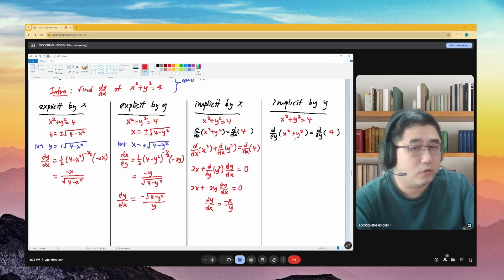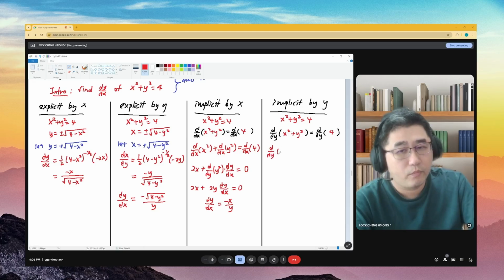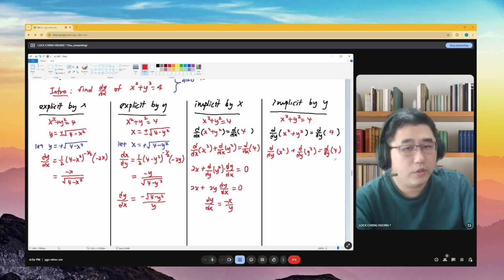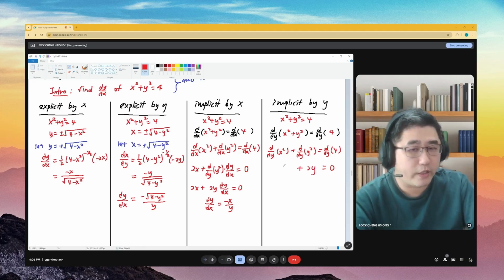According to the differentiation rule, there's a plus in between, so I separate them. d/dy of 4 is a constant, so it goes to 0. This one, nothing new. So d/dy of y squared, they are the same alphabet, also very good, so it gives me 2y. But here I have d/dy of x squared. They are different alphabets now. This is y outside, this is x inside. So I need to make them the same alphabet.